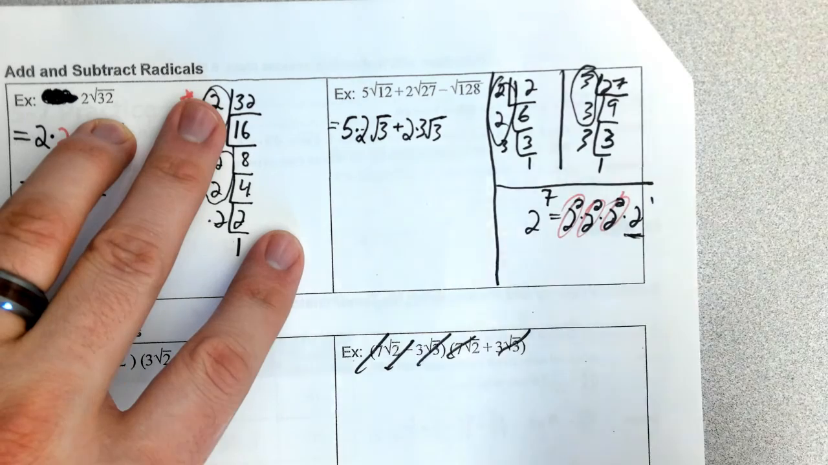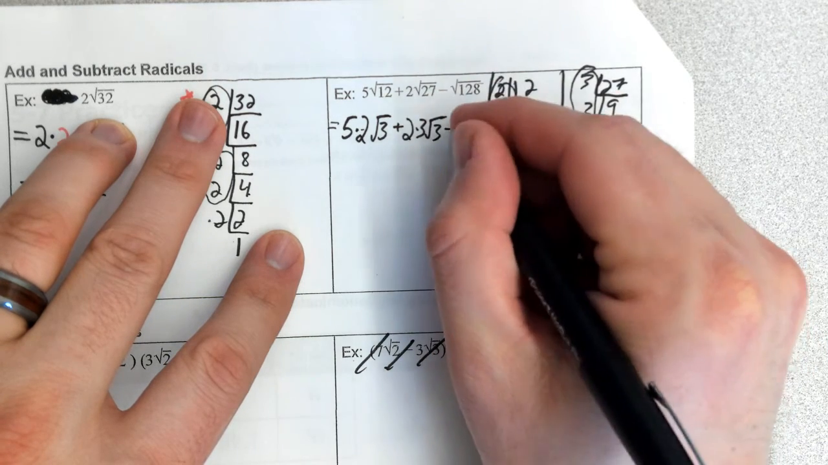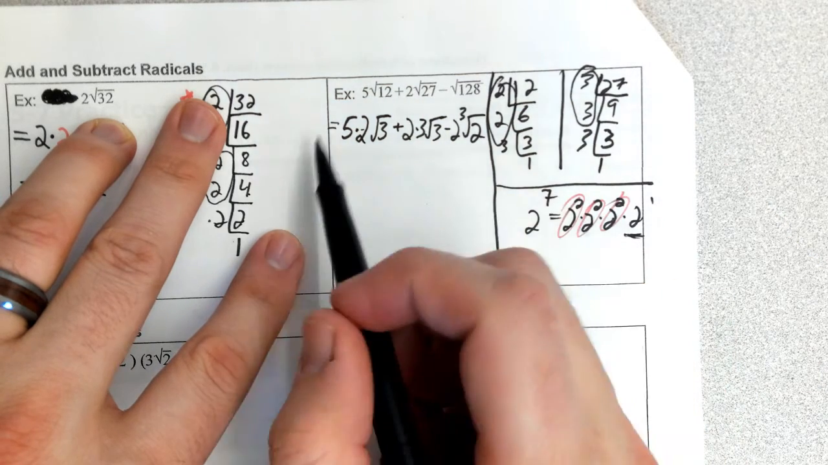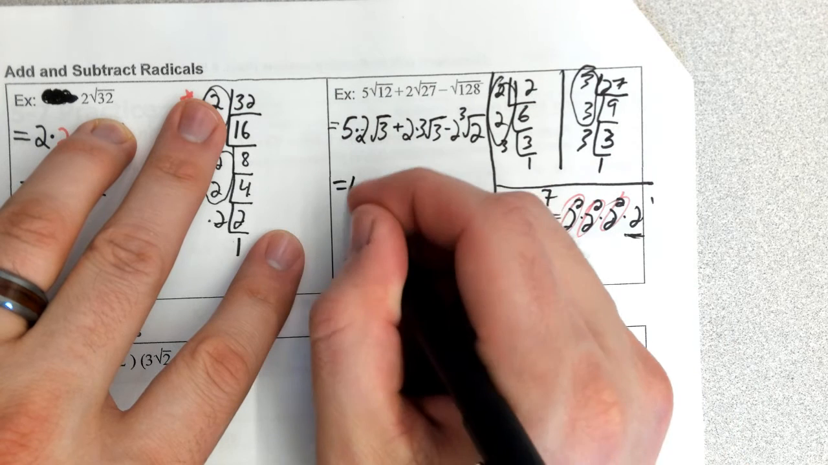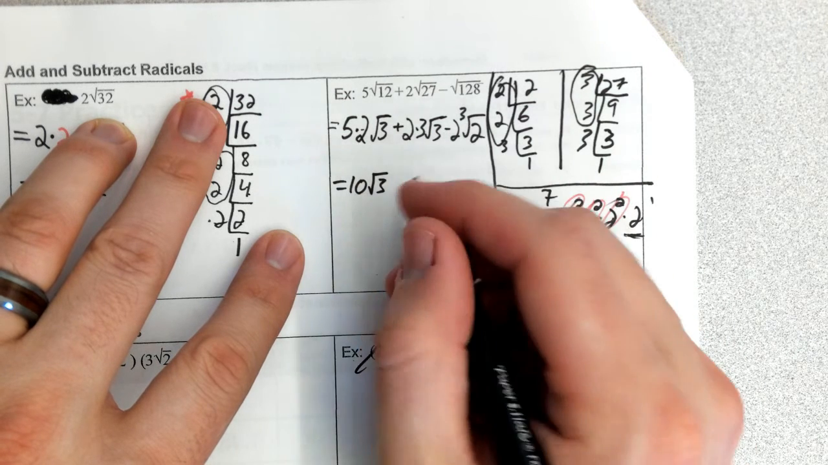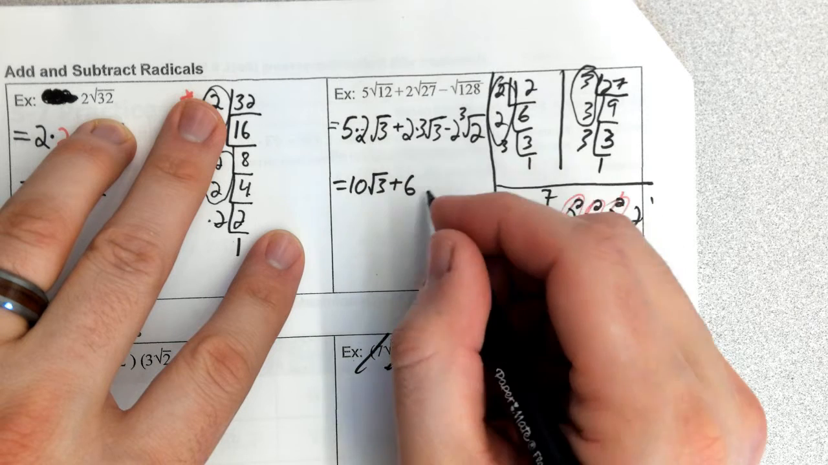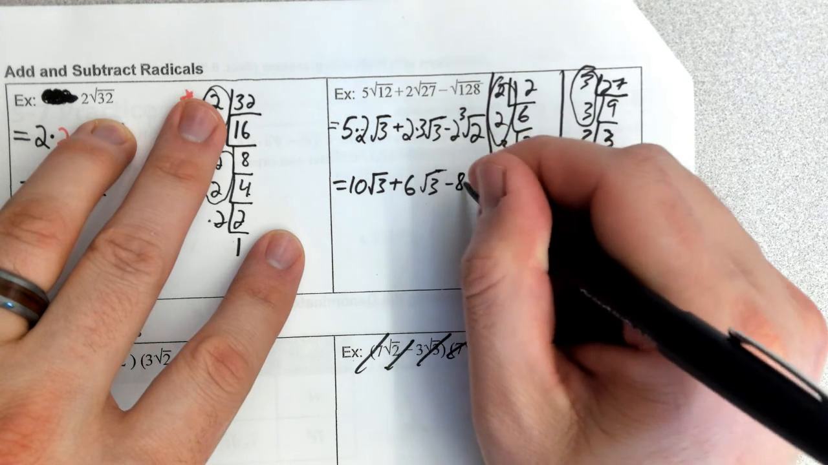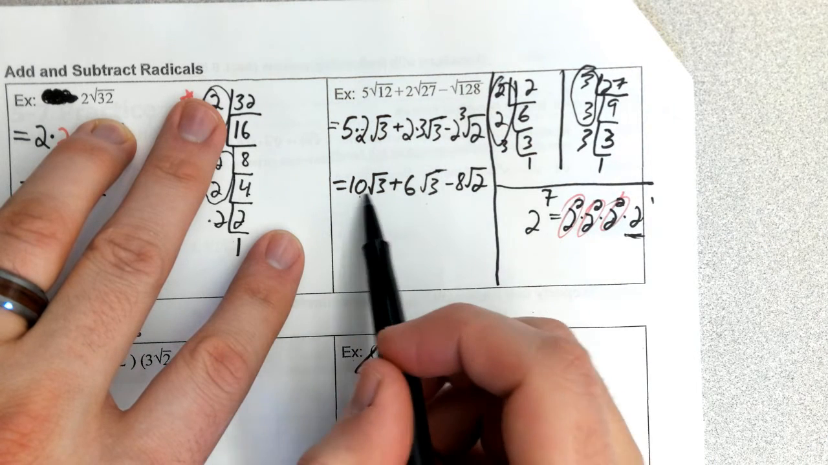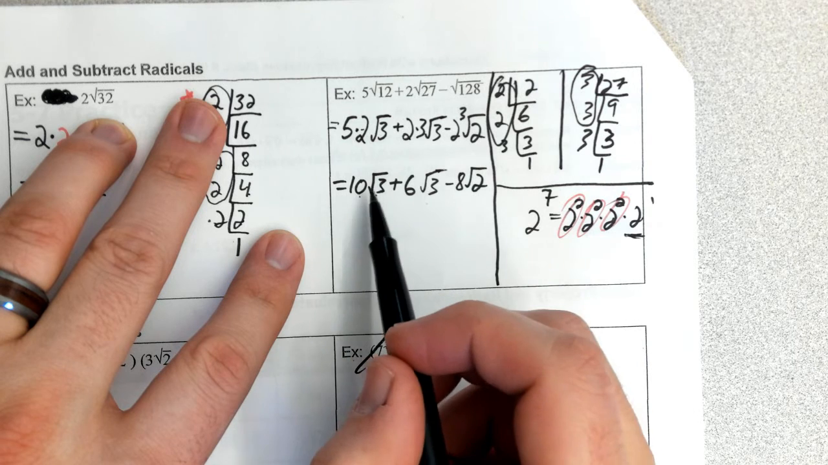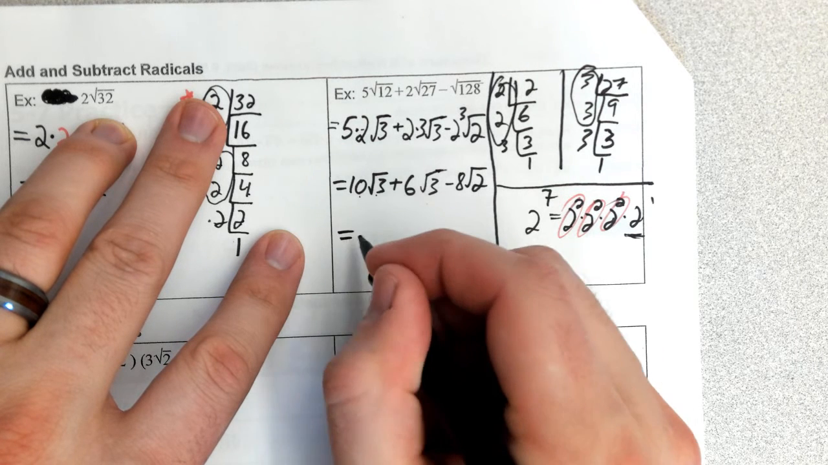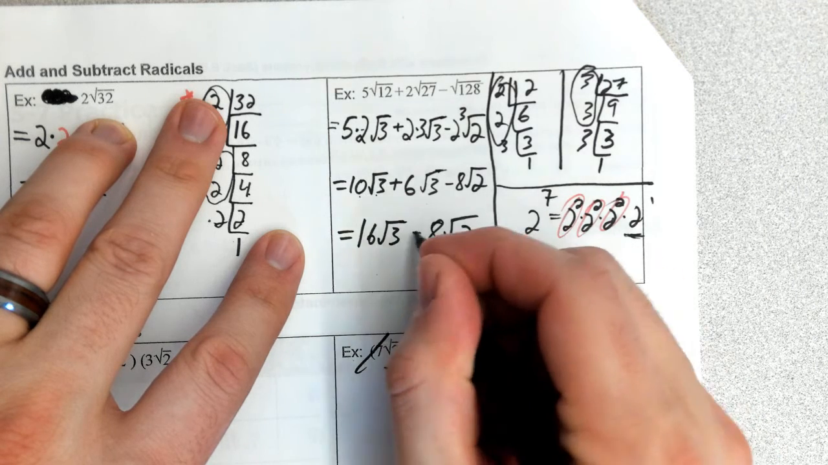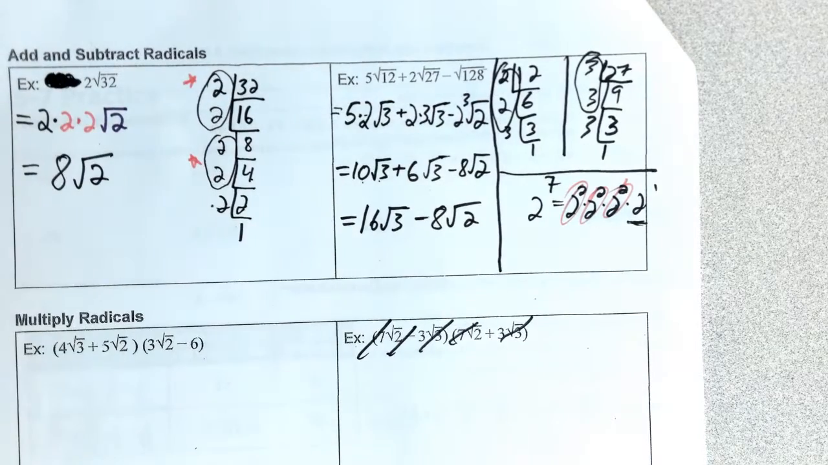Okay. So that leaves me with minus 2 to the 3rd for the 3 pairs of 2's times the square root of 2. Things just sort of jammed together here, but we end up with 10 square root of 3, 6 square root of 3, and then 2 to the 3rd is 8, so minus 8 square root of 2. 10 root 3 plus 6 root 3, those are like terms. It ends up being 16 square roots of 3 minus 8 root 2. And that's how you simplify that one.